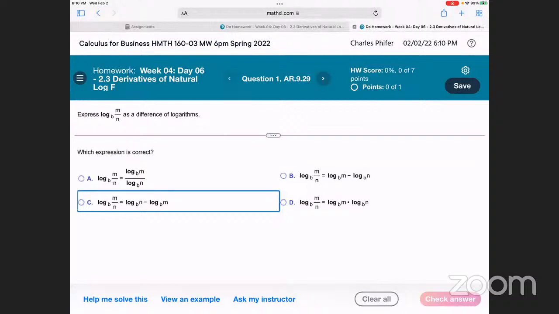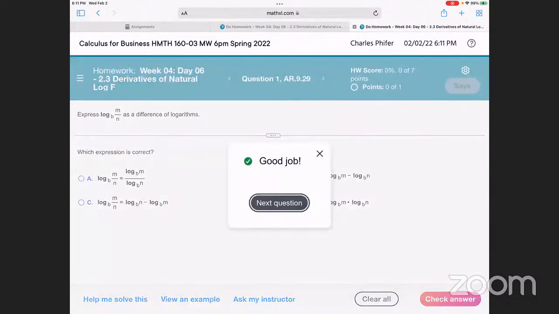So with this question, it says express the log base b of m over n as a difference of logs. So we have these properties for logs. One of them is like the quotient rule. The log of a quotient can be rewritten as the difference of the logs. So we can rewrite this as the log base b of m minus log base b of n. So I think the only one that does that properly is b. Right? So the log of the quotient becomes the difference of the logs. So we're going to go with b and check the answer. Next question.